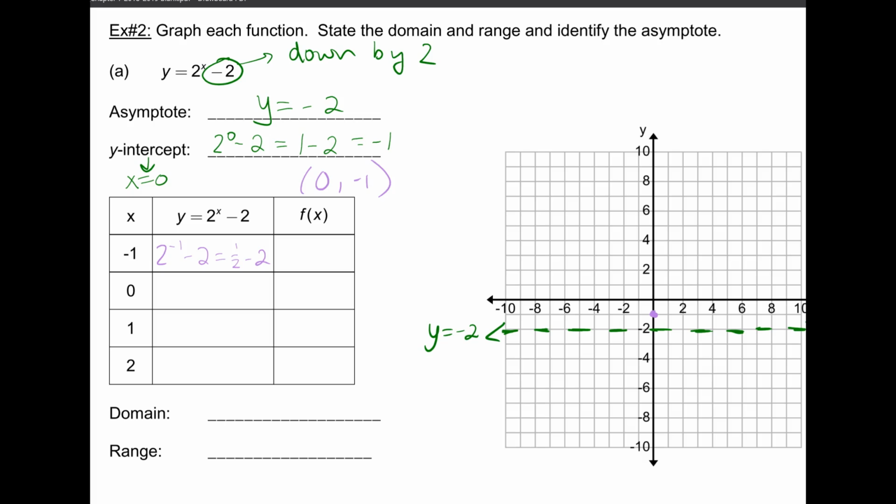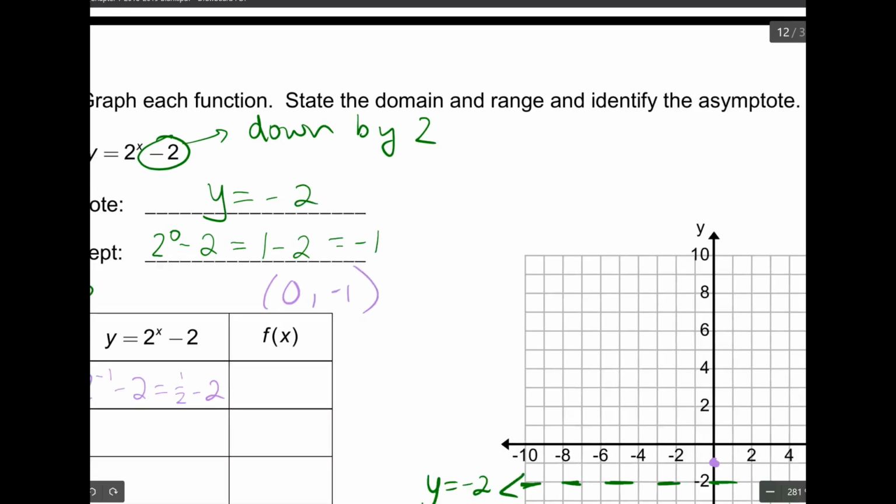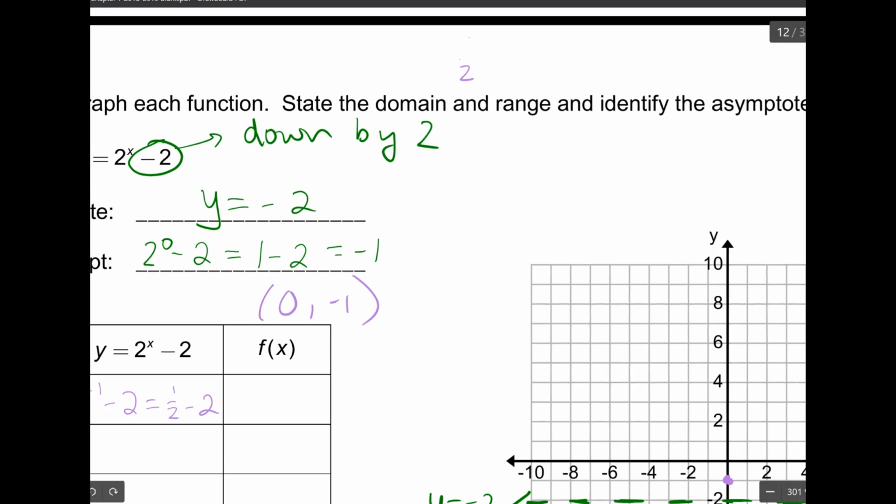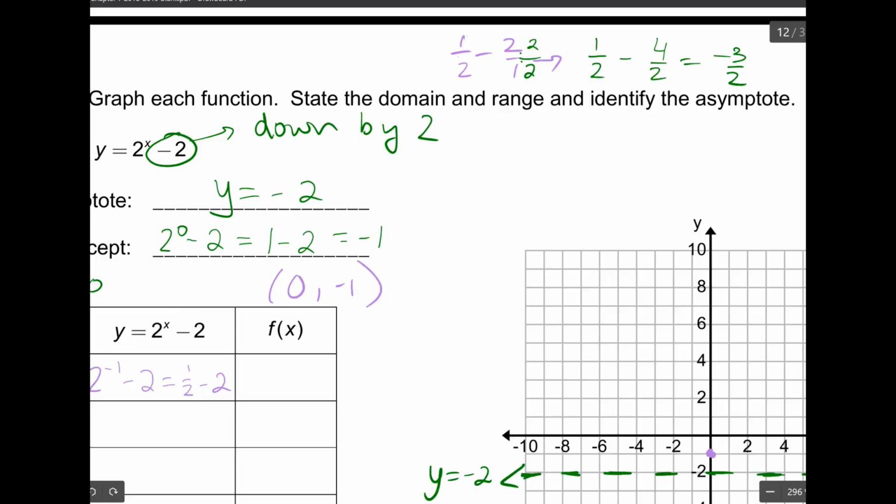What's a half minus 2? Can we do that one? So let's see. 1/2 minus 2 over 1. Well, I have to have the same denominator. I need to change it. So in case you didn't realize what to do, I'm just going to multiply by this. 1 over 2 minus 4 over 2 is negative 3 over 2, also known as negative 1.5.